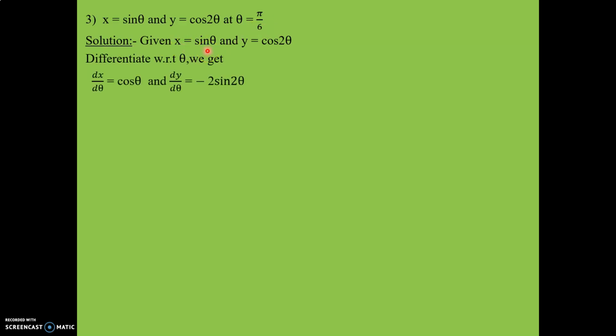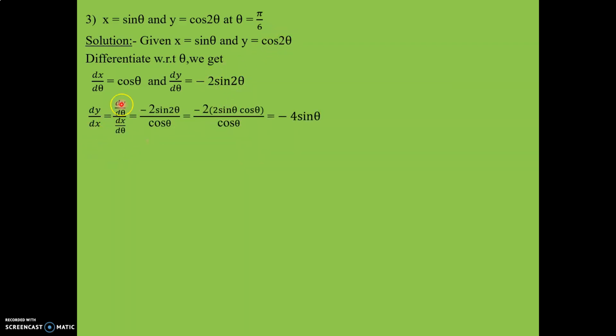Next question is x equal to sin theta and y equal to cos 2 theta at theta equal to pi upon 6. So this is parametric form of differentiation. Differentiating with respect to theta, dx upon d theta is equal to cos theta, and dy upon d theta is, derivative of cos 2 theta is minus sin 2 theta into derivative of 2 theta, which is 2.